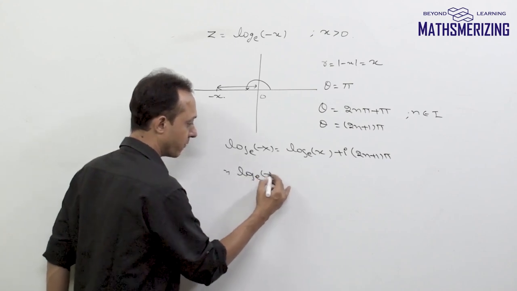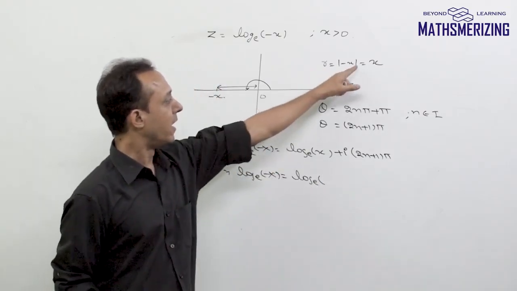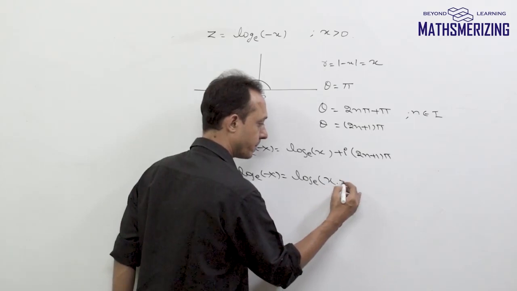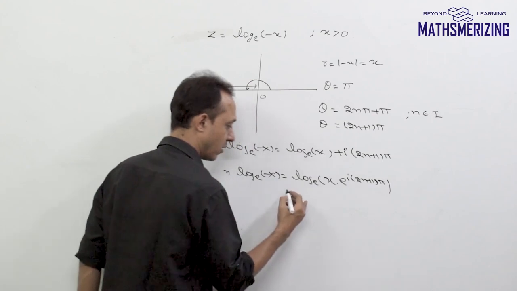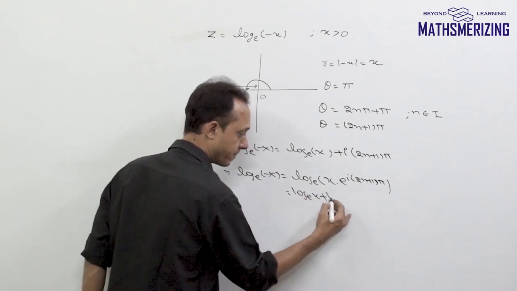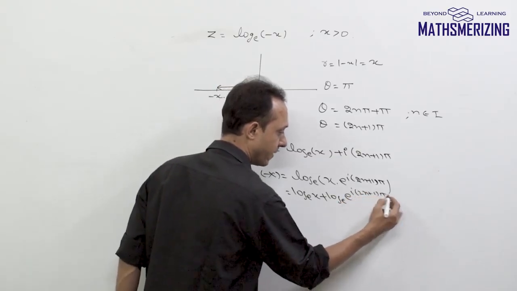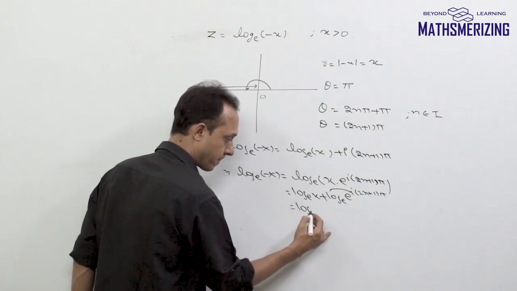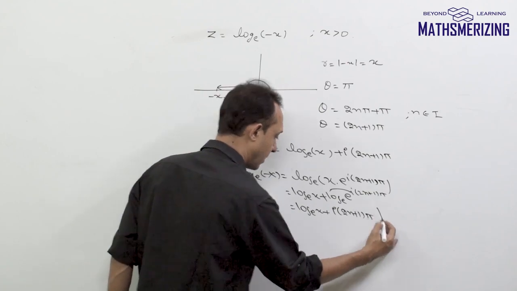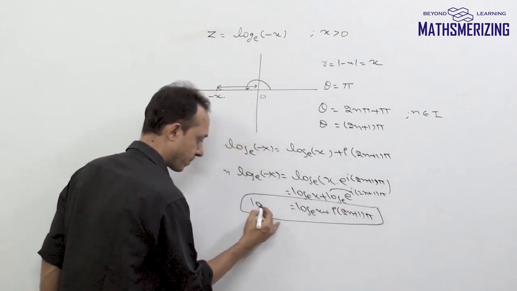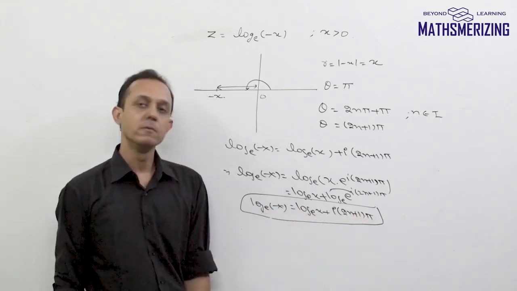or we can go with the general proof, which is log x. I can write minus x as r into e to the power iota theta. So I'll write x into e to the power iota 2n plus 1 into pi. Now log m plus log n. So there will be log x plus log e to the power iota 2n plus 1 into pi. So I'll take this power out. So this is log x and then iota 2n plus 1 into pi. So again we'll get the same result, which is log of minus x will be log x plus iota 2n plus 1 into pi.